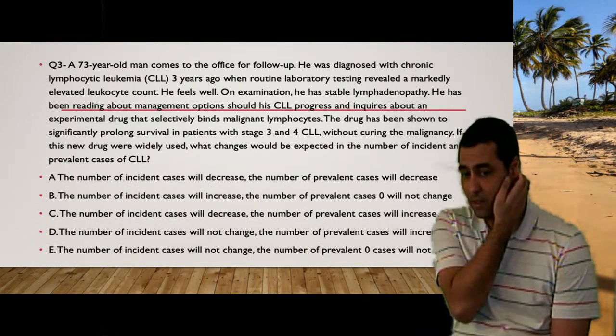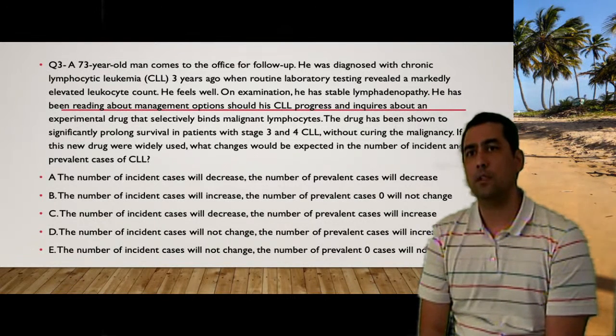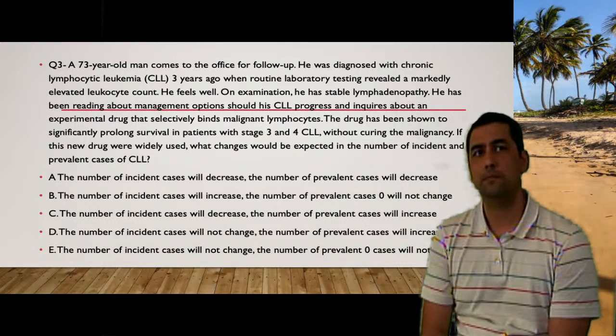Okay, to exemplify, we have two questions. The first one you can read.